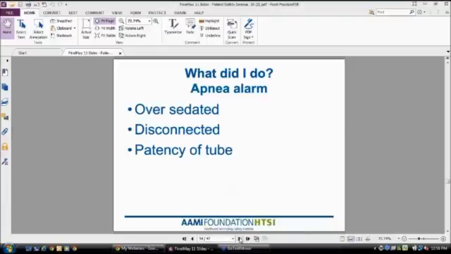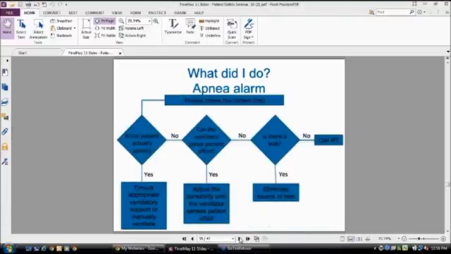Going on to what do I do now with the apnea alarm? Again, always check your patient first. Is the patient actually apneic? If they're not, if they're just maybe taking too short of breath and the machine is thinking that they're apneic, then you need to apply appropriate ventilation support for that patient or manually ventilate the patient not able to take their breaths on their own.